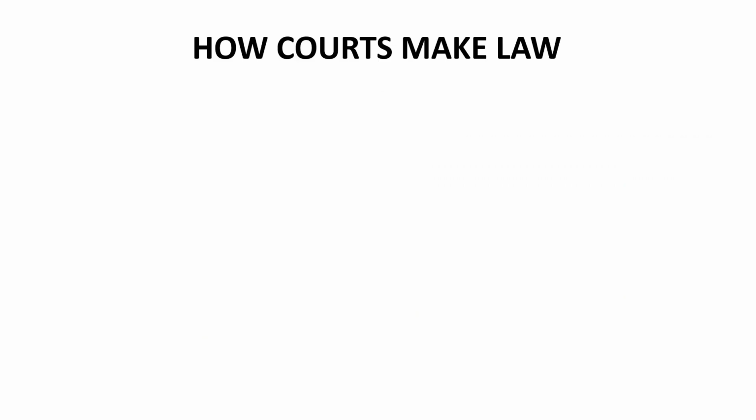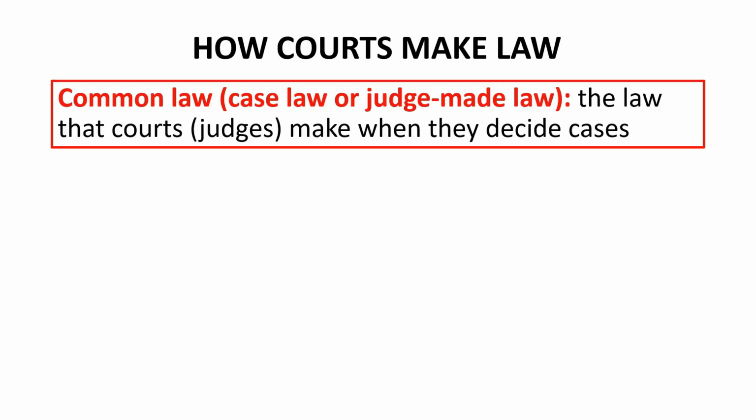Both Parliament and courts make law. The laws that Parliament makes are called statutes, acts of Parliament, or legislation. The primary role of Parliament is to make laws. Courts also make law. The law that courts make is called the common law, also known as case law or judge-made law. Courts can make law when they decide cases. So common law is the law that courts, that is judges, make when they decide cases. Look down the left-hand side of your vocabulary sheets, find the term common law and write this definition in there.